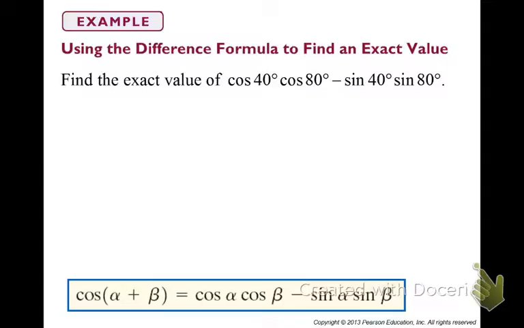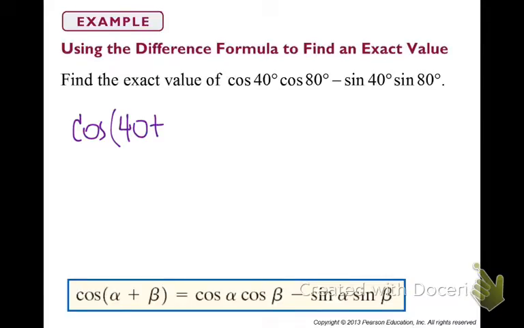Okay, so what we're going to do is reverse our order. We're going to start with the formula and work back to, in this case, the addition. So really, all we're going to do here is find out what our alpha and our beta are. Okay, so if I'm looking at this, we have cosine of, what's our alpha? 40. What's our beta?